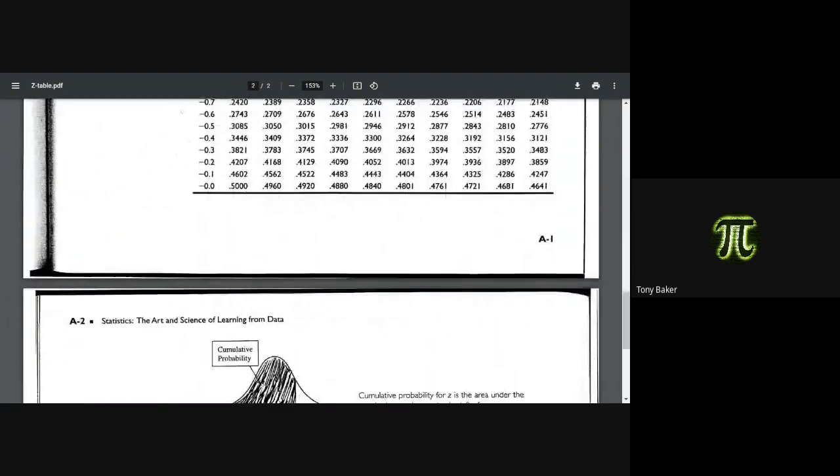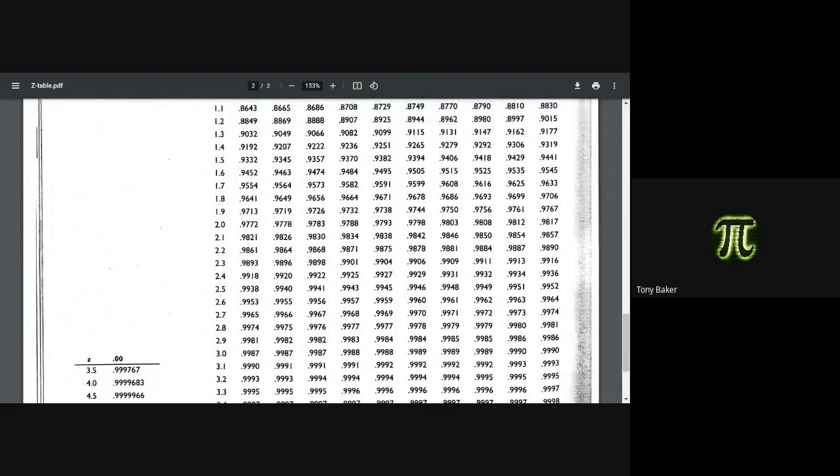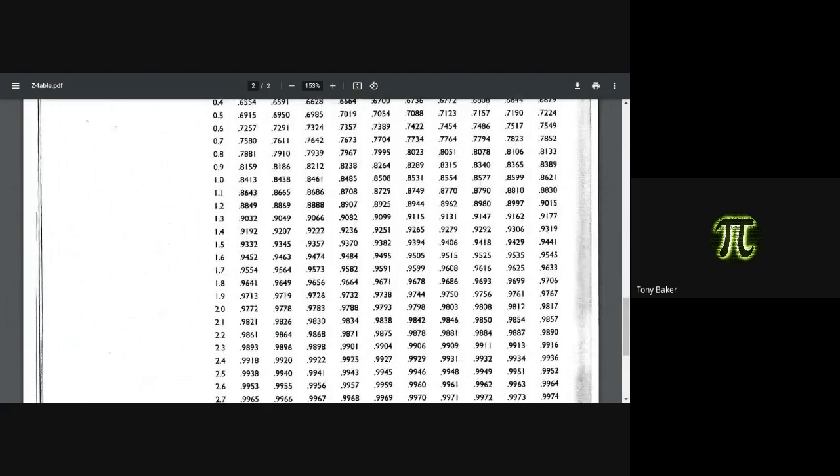All right. So I want you to find me 95%. So where would 95% be? Positive or negative side? Positive, because it's above 50%, right? Okay. So 95% would be what as a decimal? 0.95, right? So find me 0.95.